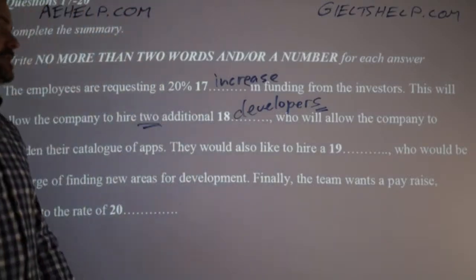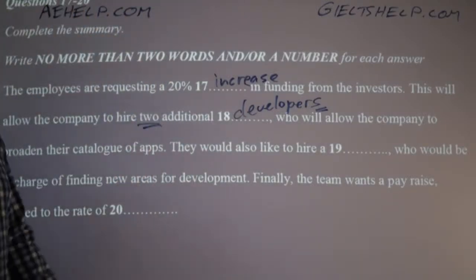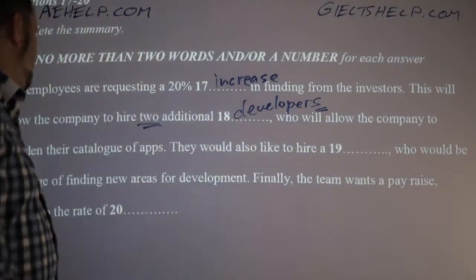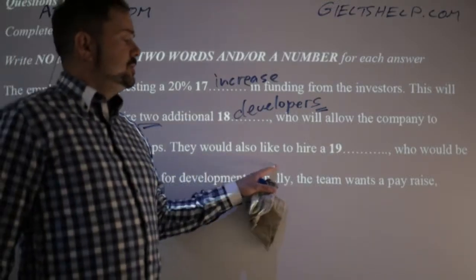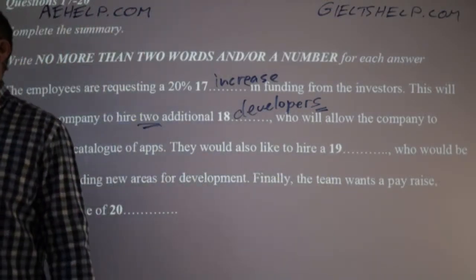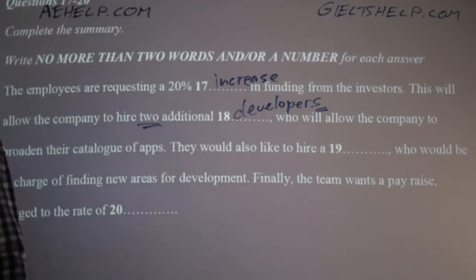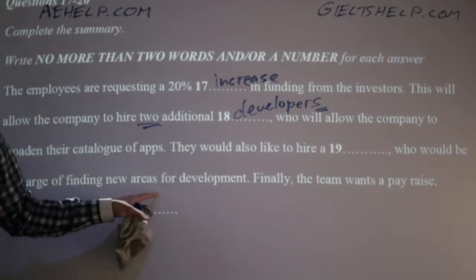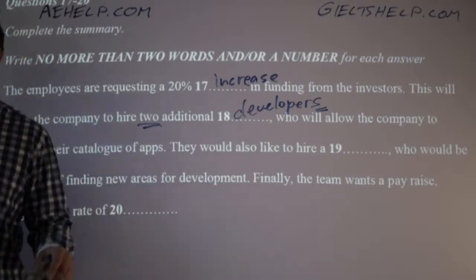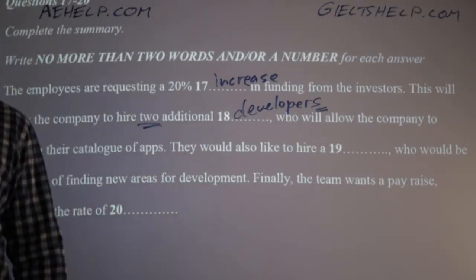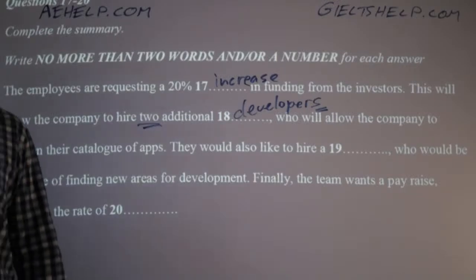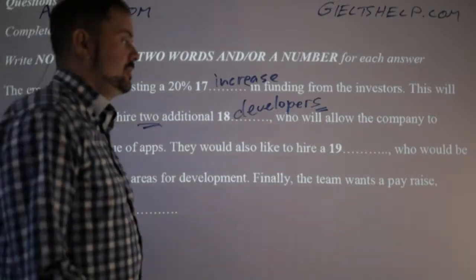Okay. S2, very important. Who will allow the company to broaden their catalog of apps. They would also like to hire something. What do they want to hire? Who would be in charge of finding new areas for development. This one was a little bit trickier. You kind of have to know this position. Gliding Wave says market analyst. Carolina agrees. I agree with both of you.